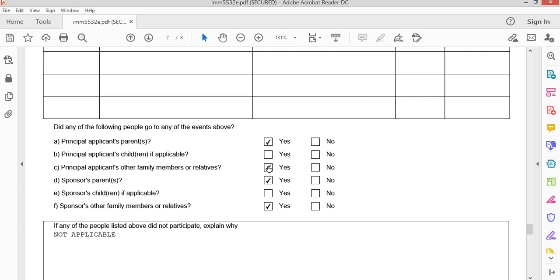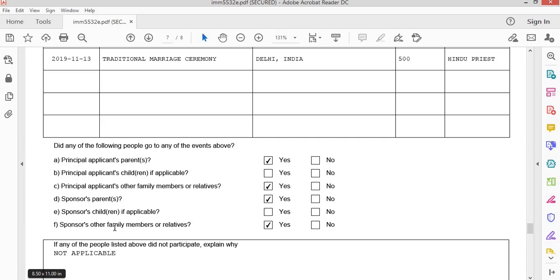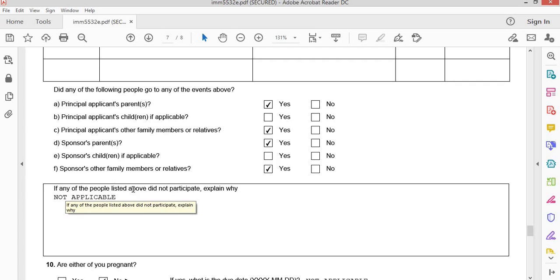If your relatives were there in your marriage or engagement ceremony, then you can mark it as yes. Then sponsor's parents, you can mark it as yes or no. Sponsor's children, if applicable. If as a sponsor you have any kids and they were there in your marriage or engagement ceremony, you can mark it as yes. Then sponsor's other family members or relatives, if they were present, you can mark it as yes. And if any of the people listed above did not participate, explain why. If out of A to F, any of the answer is no, you have to explain as to why some of the people were not present.